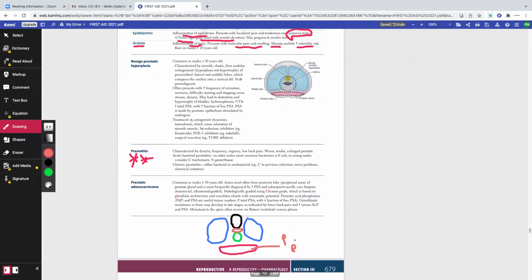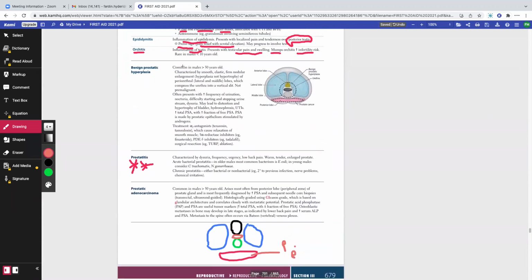Now let's jump into the lecture. Benign prostatic hyperplasia is common in males above 50 years of age. How do we know in a clinical setting that a patient has benign prostatic hyperplasia? First and foremost, the patient will be a male above the age of 50 coming to you with lower urinary tract symptoms. Can anyone tell me what the lower urinary tract symptoms are?